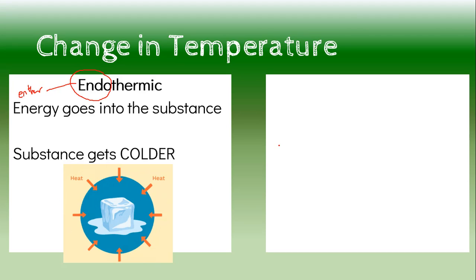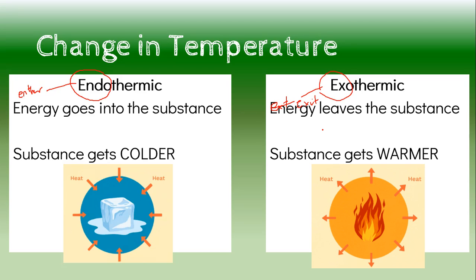On the opposite end, we have exo. Exo just means to exit. Oh, can I spell exit today? Exit. There we go. So exo means that it exits. That means that energy is leaving the substance and it gets warmer. So we can see here on this side, the heat is going in, it's endothermic because the substance is cooler. Here the substance is warmer, so it's actually releasing.